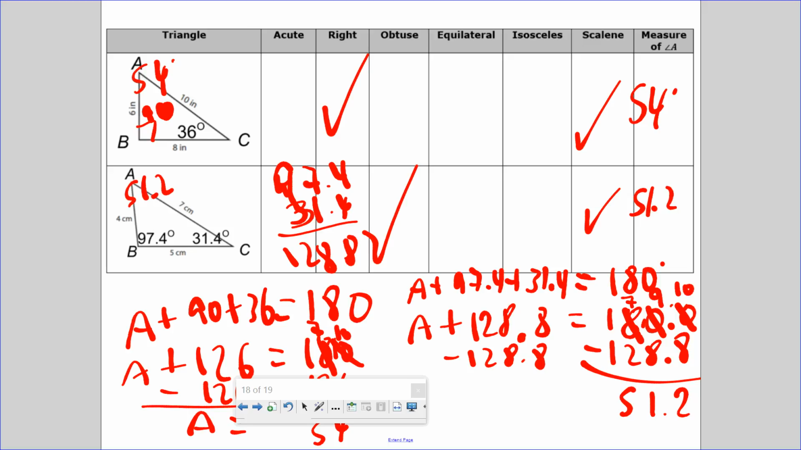So what we just did is we classified 6 types of triangles. By angles: acute, right, and obtuse. By sides: equilateral, equal distance; isosceles, eyes, two of them are the same; and scalene, getting our scale, always different sides. And then we found a missing interior angle. All 3 interior angles will add up to 180. So if you're missing one, you can still find it by doing the mathematics on it.